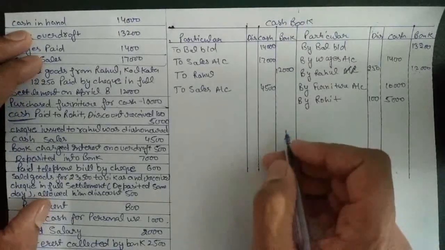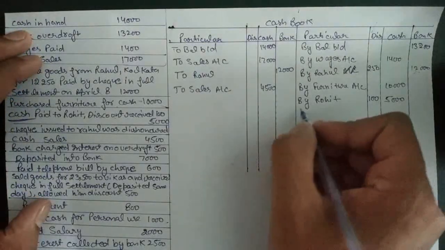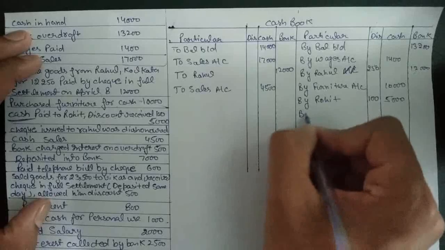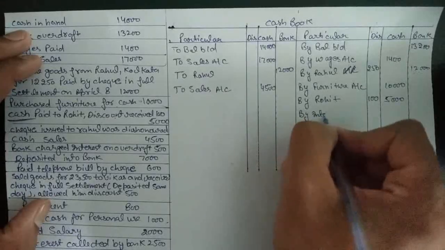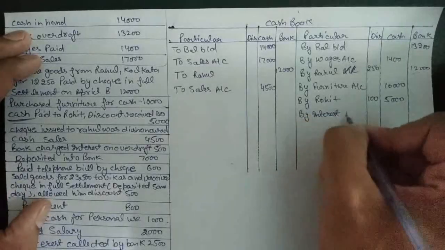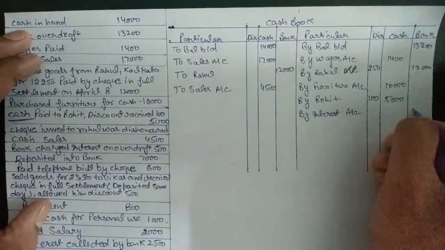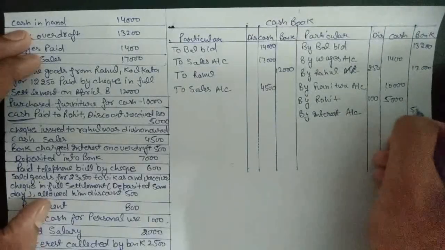So what we need to do, we need to deduct it from the bank account, by interest account, that is 500.